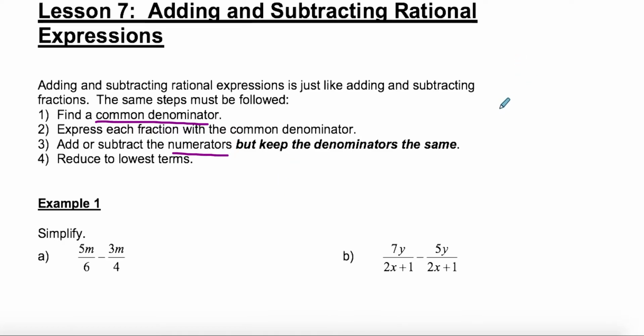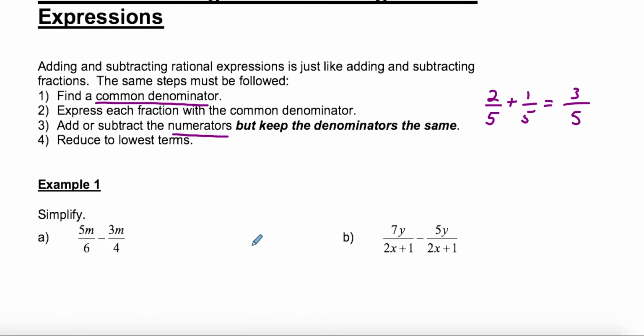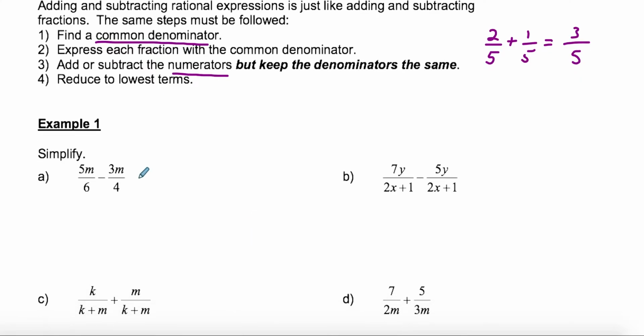So you might remember something like 2 over 5 plus 1 over 5. What we do when we have fractions, we have common denominators. I keep the denominator the same, right? That does not become 10. I keep the denominator the same and I just add the numerators. That's what we're going to do, but we need a common denominator first.